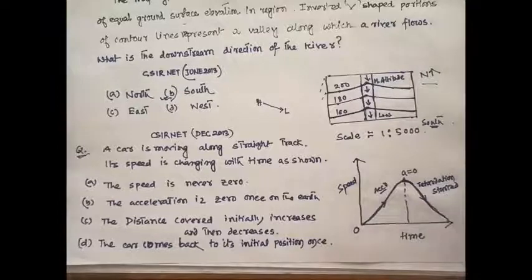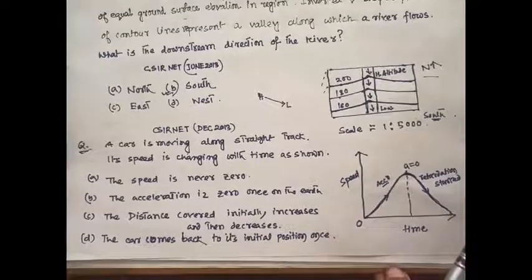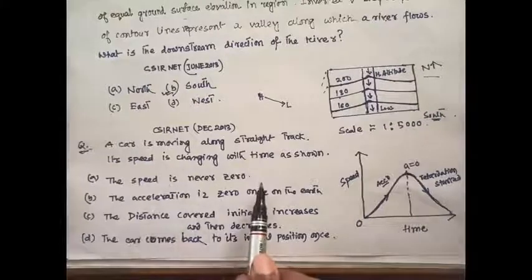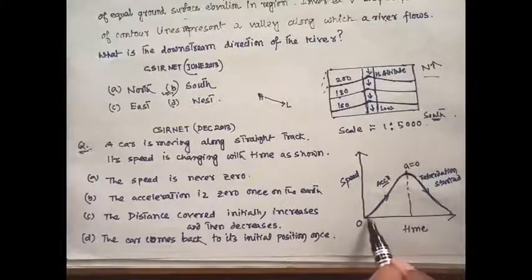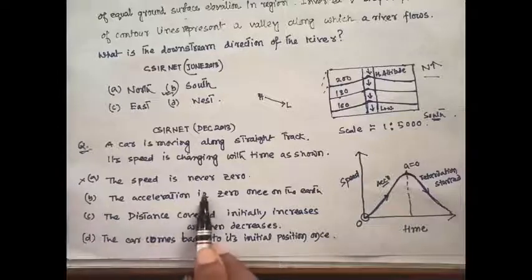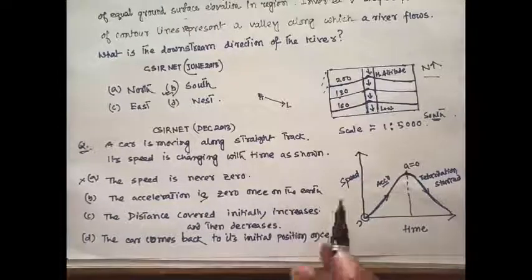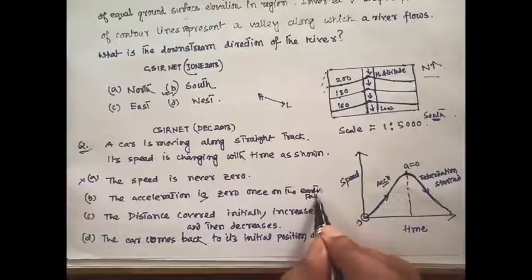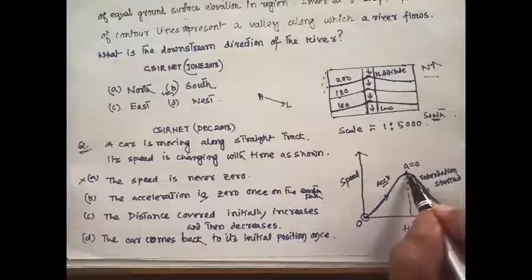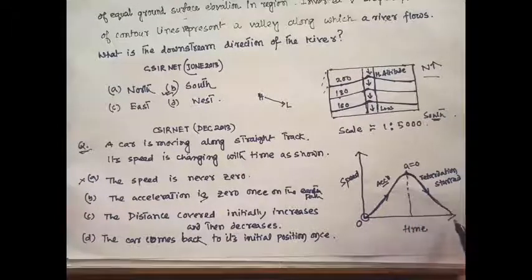So out of these four options, which one will be the correct one? Let us observe all the options here. The speed is never 0, but in this case you see at the initial phase the speed is 0. So this option will be incorrect. The acceleration is 0 once on the path. Yes, on the path the acceleration is 0 where the car started retarding. So this option will be the correct one.